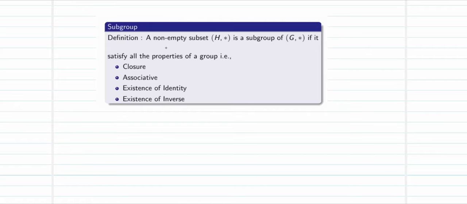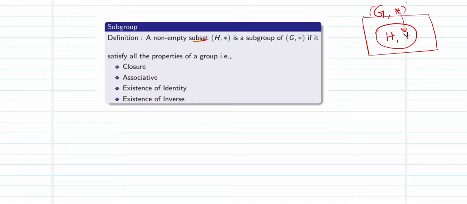So a non-empty subset, the word which is important here is subset. What is H? Your G is going to be the bigger picture. This is your G where you have your binary operation star defined. Inside it I am going to find a subset which is going to be called H, and you define the same binary operation star on the collection of elements of H, and this collection also satisfies the same properties of a group, namely closure, associativity, identity element and inverse.